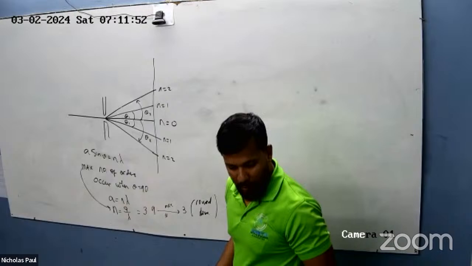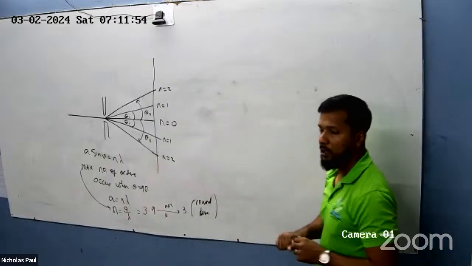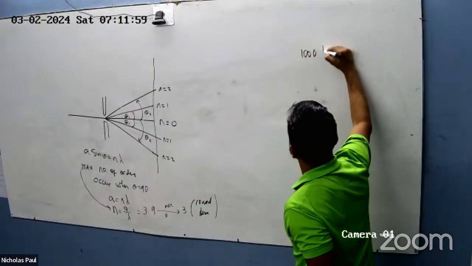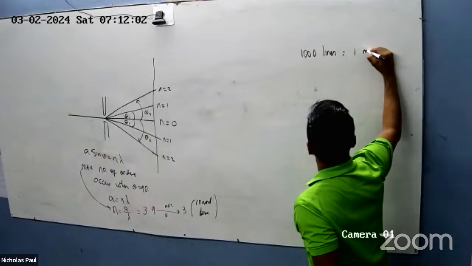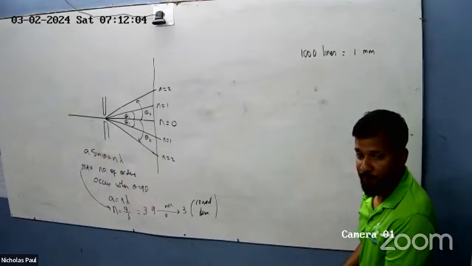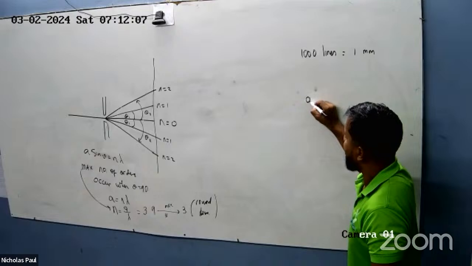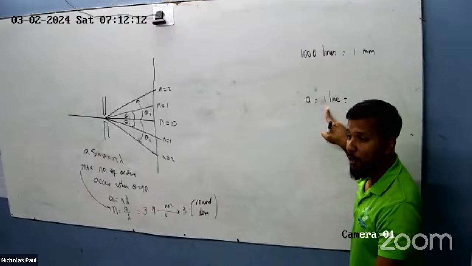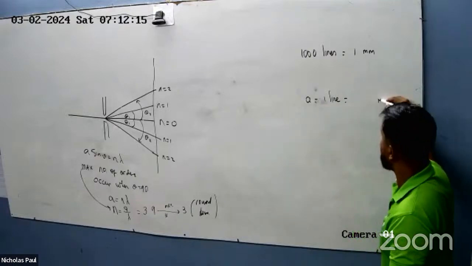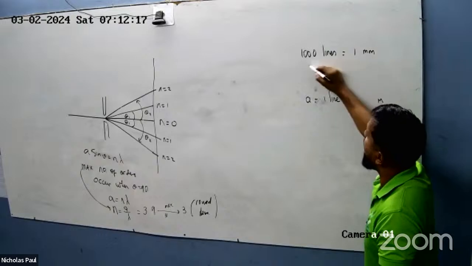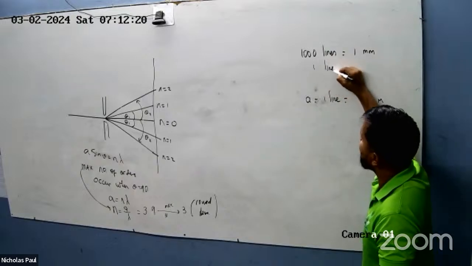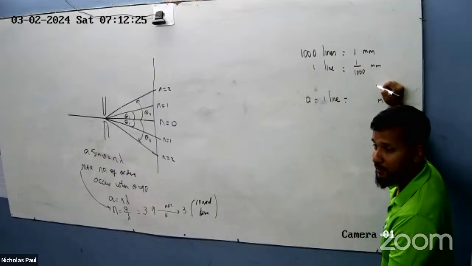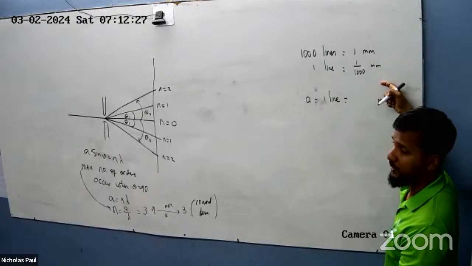Okay? Nice. How do we handle A now? Let's say we have 1,000 lines in 1 millimeter, and you want to find A. What is A? A is the spacing of 1 line in meters. So 1,000 lines in 1 millimeter is 1 line in 1/1,000 millimeters. And you want to convert that to meters after, right?